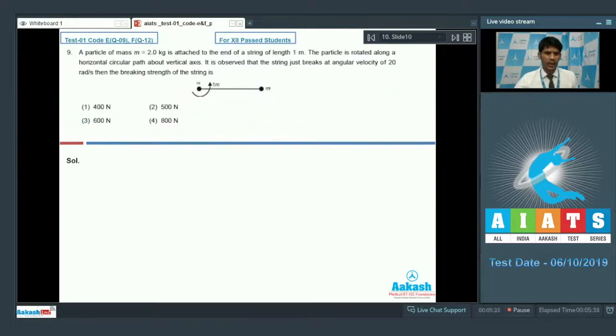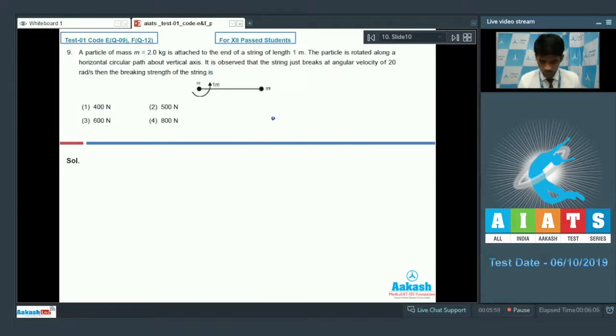In question number 9, a particle of mass m = 2 kg is attached to the end of a string of length 1 meter. The particle is rotated along a horizontal circular path about a vertical axis. It is observed that the string just breaks at an angular velocity of 20 radian per second. Then the breaking strength of the string. We need to find out the force that this string will be bearing before breaking.